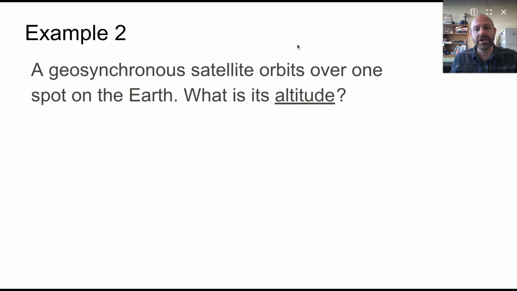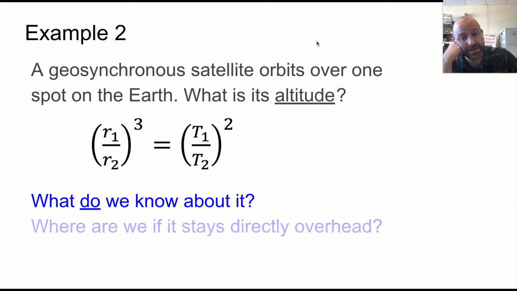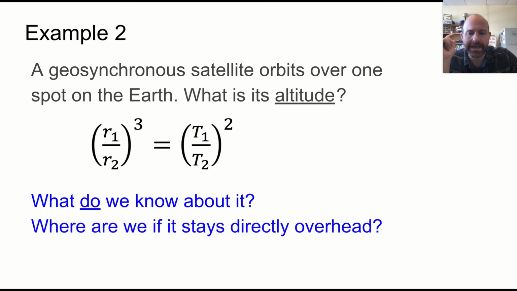Another example is, what about a geosynchronous satellite that orbits over one spot on the Earth? What is its altitude? Well, there are some interesting things hidden in the words. Geosynchronous means it's over the same spot on the Earth all the time, which means it must go around the Earth once every day because that's how fast the Earth turns. And then the altitude is not the distance from the center of the Earth. That's not r. It's actually the distance above the Earth's surface. So we know that it stays directly overhead.